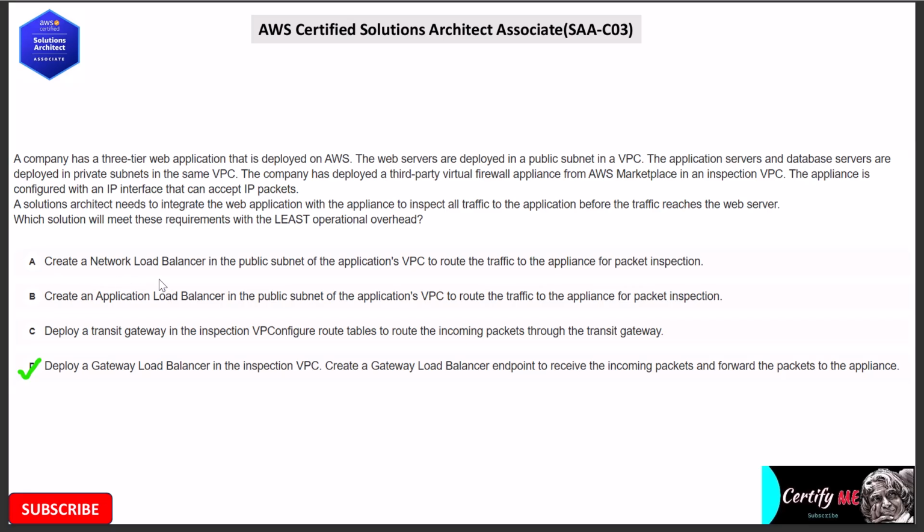Option A. Create a Network Load Balancer in the public subnet of the application's VPC to route the traffic to the appliance for packet inspection. Option B. Create an Application Load Balancer in the public subnet of the application's VPC to route the traffic to the appliance for packet inspection. Option C. Deploy a transit gateway in the inspection VPC. Configure route tables to route the incoming packets through the transit gateway. Option D. Deploy a Gateway Load Balancer in the inspection VPC. Create a Gateway Load Balancer endpoint to receive the incoming packets and forward the packets to the appliance. The correct answer is option D.